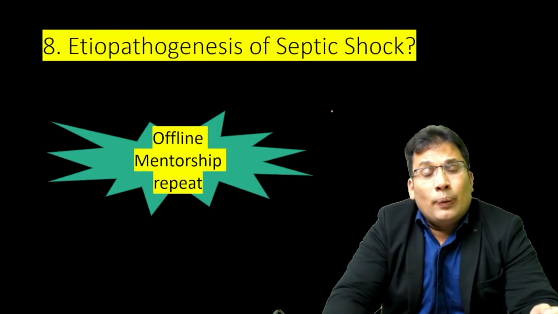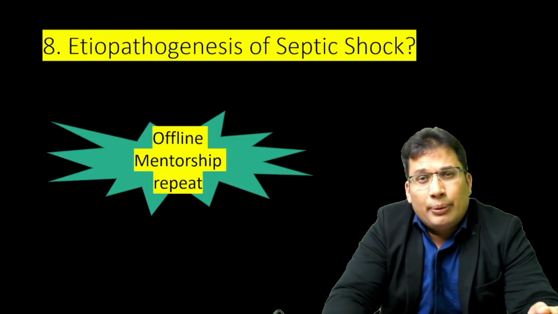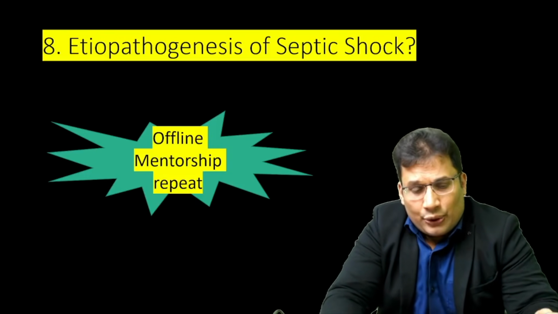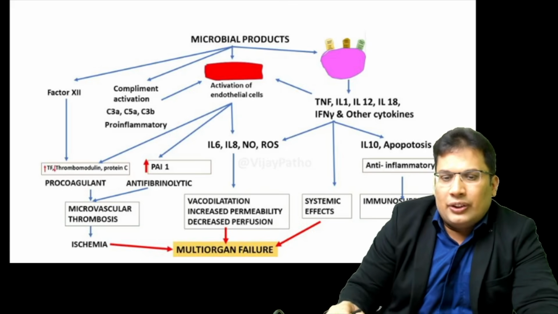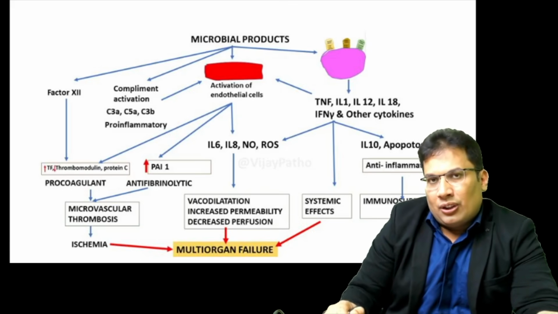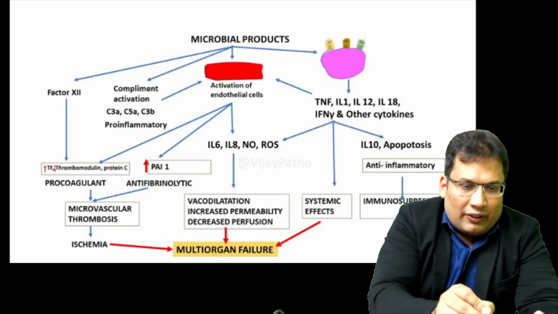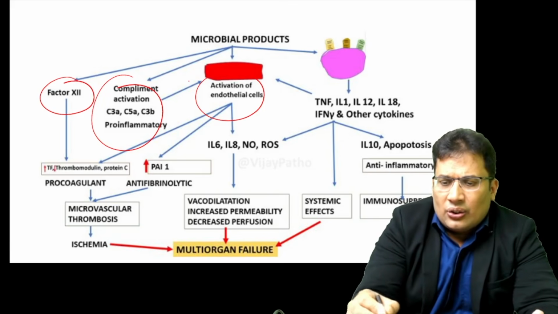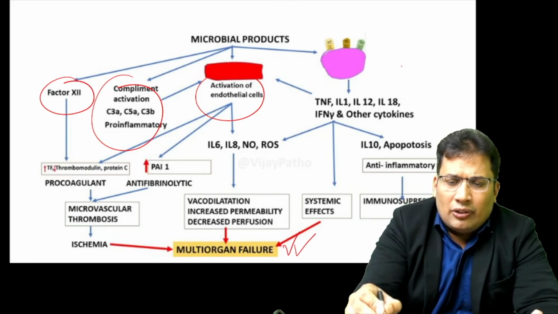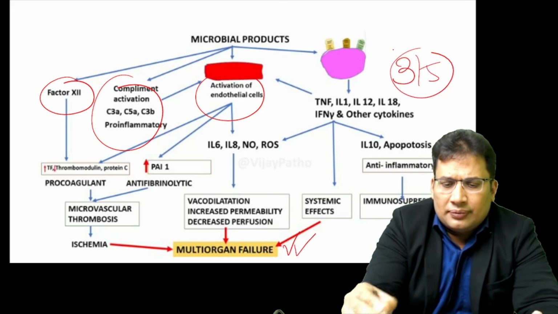Then etiopathogenesis of septic shock. I think in the previous exam it was asked as a main question. This exam it is a 5 marks question. Etiopathogenesis: this table you need to write. We discussed it many times in offline classes. That is factor 12, complement, activation of endothelial cells. All this you need to write. If you write this table, you will get at least 3 out of 5.